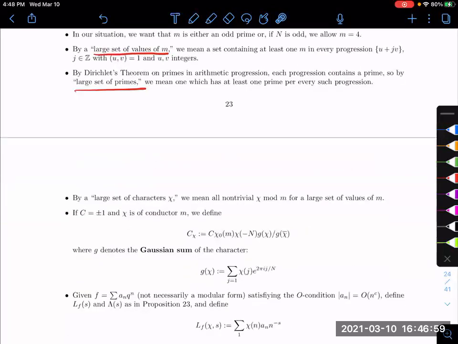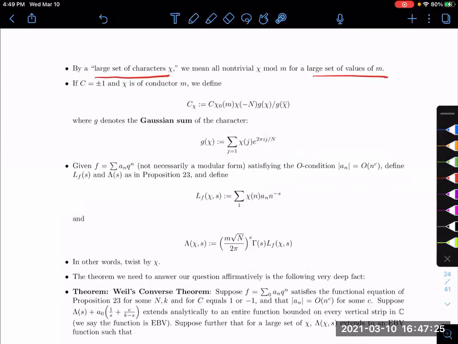And if you put all of that together, you end up with the definition of a large set of Dirichlet characters. What is a large set of Dirichlet characters? It's a set of all non-trivial Dirichlet characters mod M, for which M is in a large set of values of M. And we've already defined a large set of values of M up here. And we've got to keep going here.